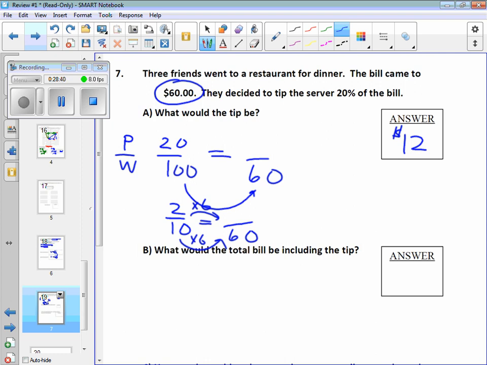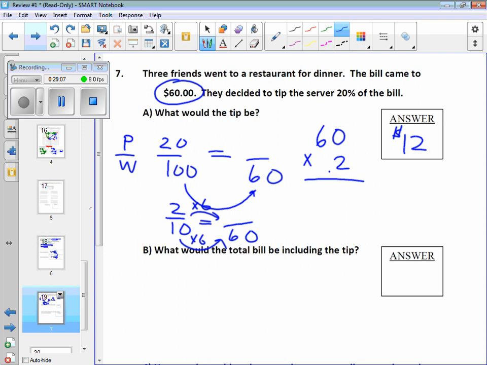The other way that you could do it is you do it this way. You take your dollars, which is 60. Take the 20% and change it to a decimal. 0.02? No. 0.2. 0.20 or 0.2. And if you multiply those two numbers together, you get $12. I did this with a tape diagram. It'll work. You can do it with a tape diagram too.